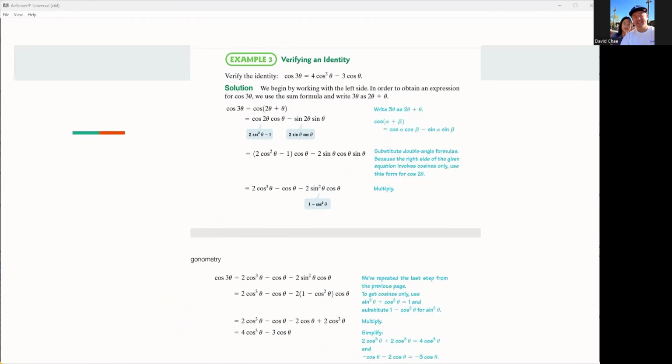We want to verify the identity that cosine 3 theta is equal to 4 cosine cubed theta minus 3 cosine theta. You see this part right here, cosine 3 theta. What are they doing here? It's cosine of 2 theta plus theta. What formula are they using here?